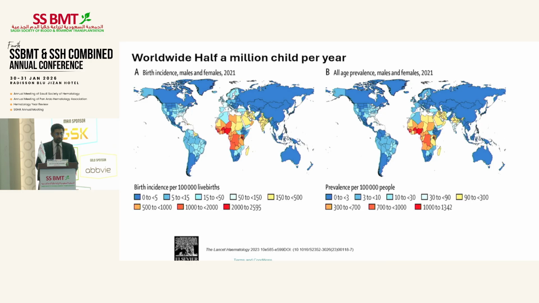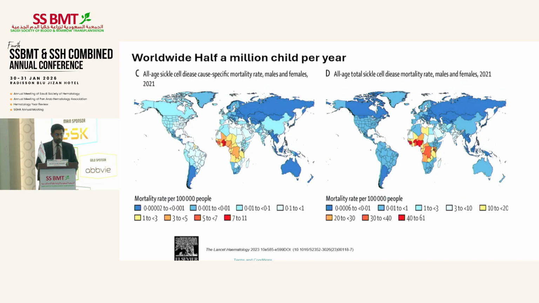As you can see here, the countries in orange color, and the darker the orange, the higher the incidence of sickle cell disease in these countries. And you can see here the specific mortality from sickle cell disease. As the country is more advanced, the death rate is reduced and the country color becomes light blue, despite the higher incidence. You can see Saudi Arabia here: although the incidence is high, the mortality from the disease is lower than in African countries.